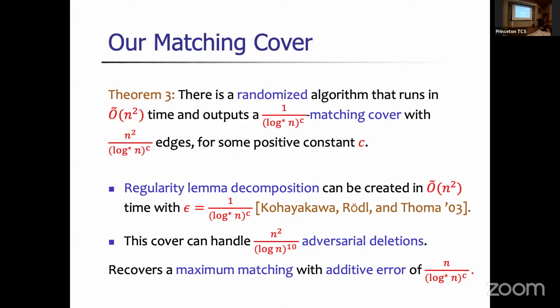So that's it. It's as simple as this. We are going to spend some O tilde n squared time to construct this decomposition. And then we are going to just do this process to build a matching cover, which has n square over polylog star n edges and has a performance guarantee that it will preserve matchings to within additive error of n over log star. And the part about being robust to adversarial deletions, that's not going to play any role in the streaming algorithm, but it will play a role in designing dynamic algorithms.